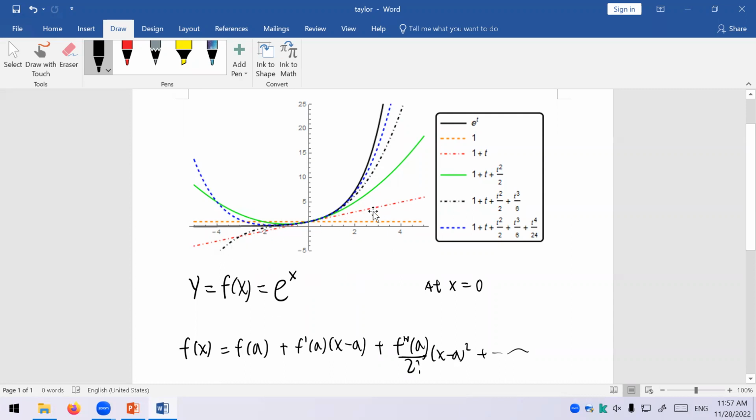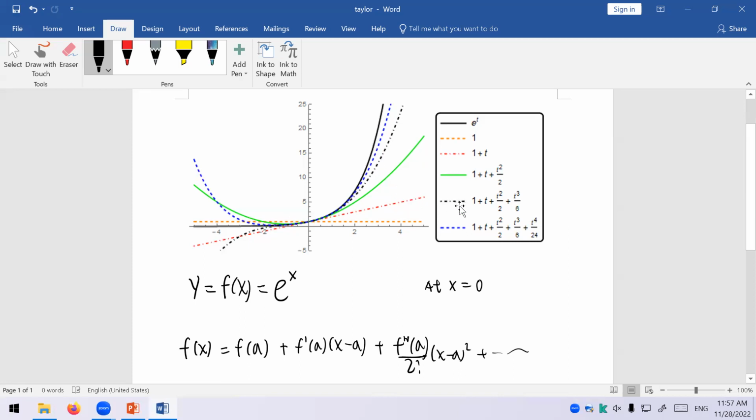Then you can see that, of course, this red straight line is a better approximation than this orange line over here, because if you are somewhere not too far away from 0, the distance between this red line and this solid black line is not too far. And if you include one more term, then you get this green curve over here. You can see that it looks more similar, closer to this black line.